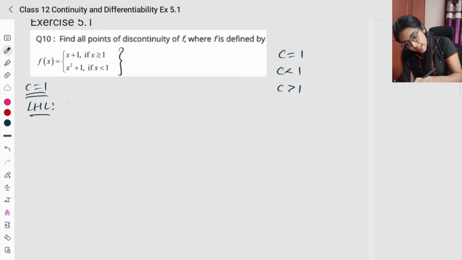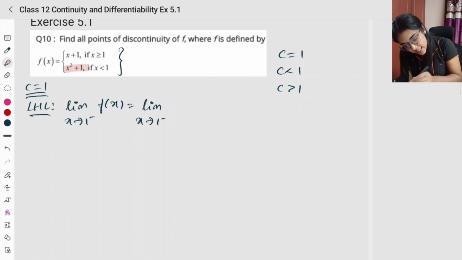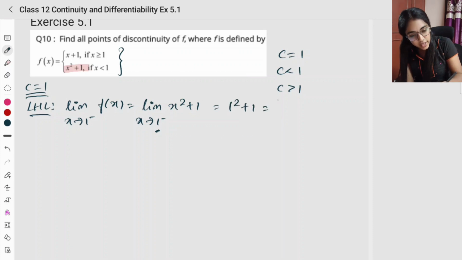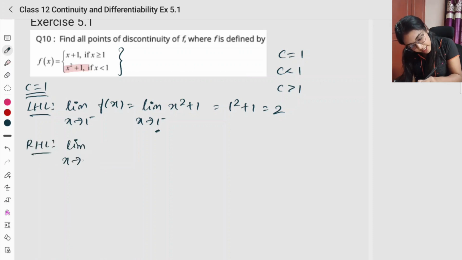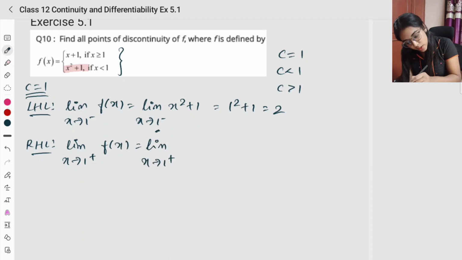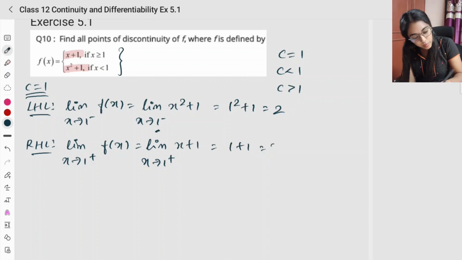So, left hand limit is going to be limit x tends to 1 minus of f of x. Now for 1 minus, the case is x less than 1, so it is going to be this, x square plus 1. When I substitute the value of 1, what happens? It becomes 1 square plus 1, 1 plus 1, which is 2. So this is my left hand limit. What happens to my right hand limit? Limit x tends to 1 plus of f of x, for which the condition, you see, is x plus 1. When I substitute the value of 1, I have 1 plus 1, which is also 2.